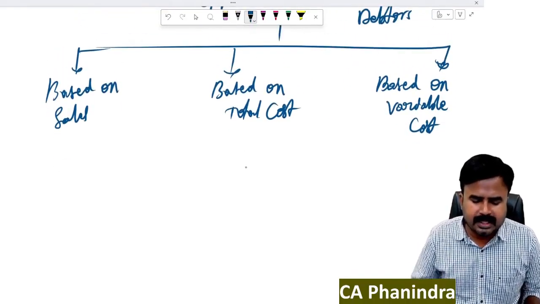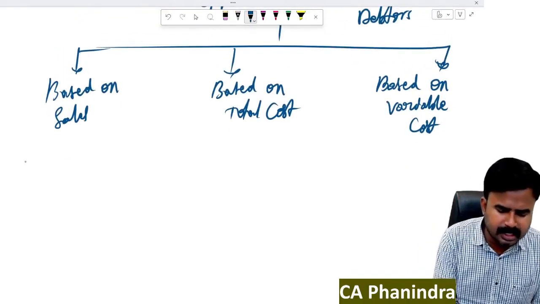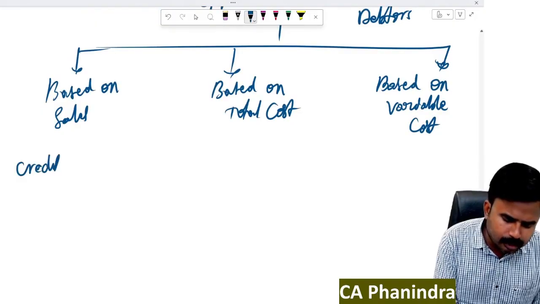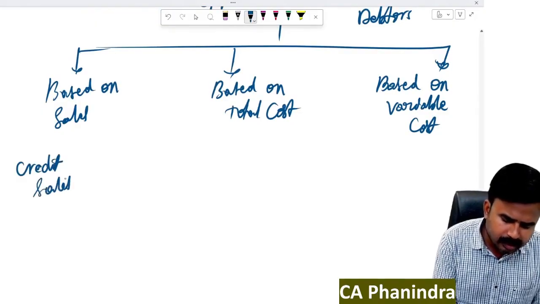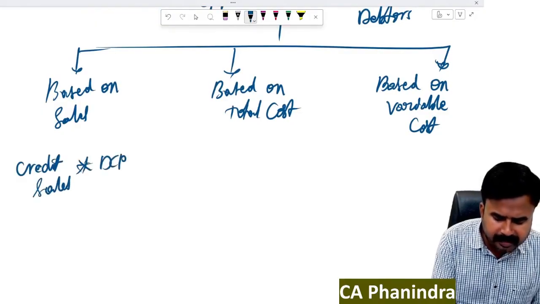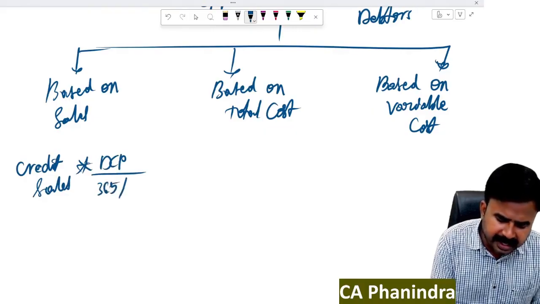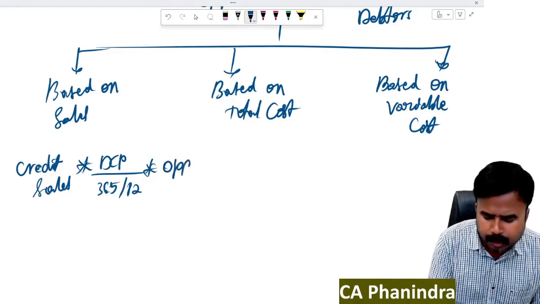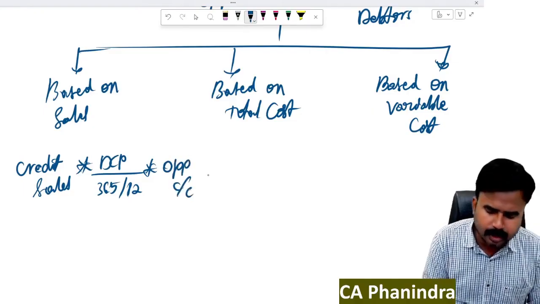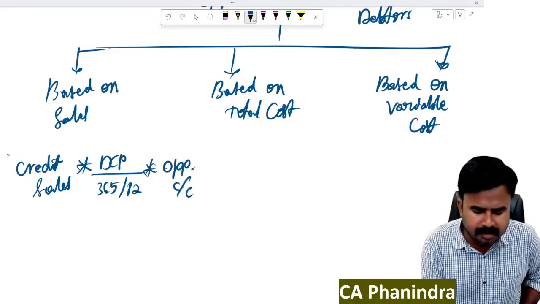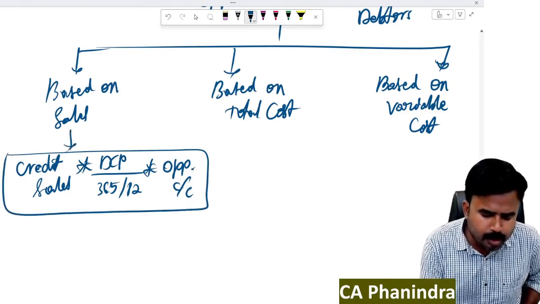The first approach is based on sales. Based on sales means credit sales into debtors collection period divided by 365 days or 12 months into opportunity cost of capital. Okay, opportunity cost of capital. This is the formula based on sales.